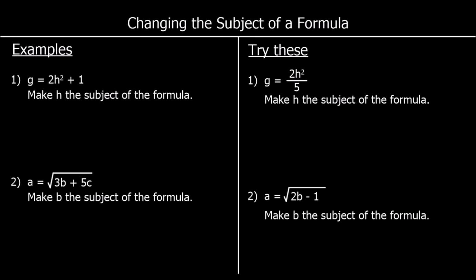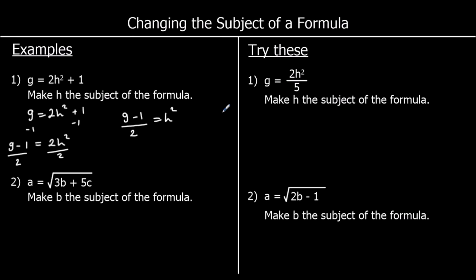Two more examples. This time we have squares and square roots. So we've got g equals 2h squared plus 1. We will start by subtracting 1 from both sides. That will get rid of the plus 1. So g minus 1 equals 2h squared. Then to get h squared by itself, we can divide both sides by 2. So g minus 1 over 2 equals h squared.